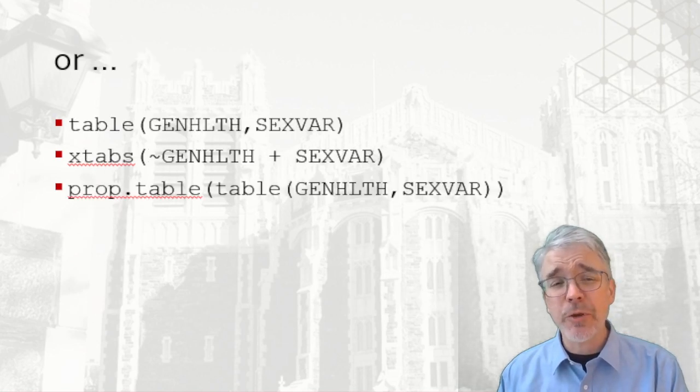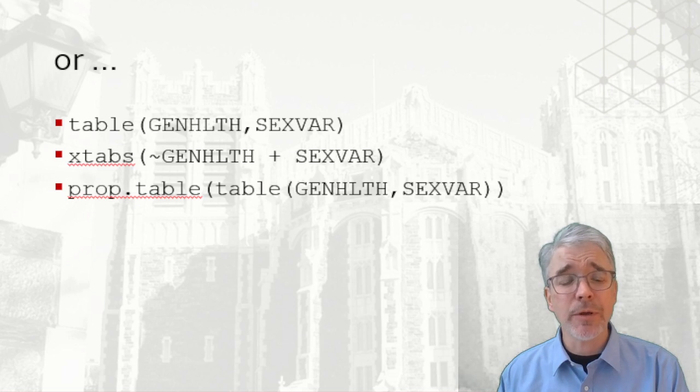For factors with fewer items, you could do table or crosstabs. Those commands are pretty straightforward. If you want proportions instead of counts, then prop.table. Remember prop.table later on when we do marginals. It'll be important.